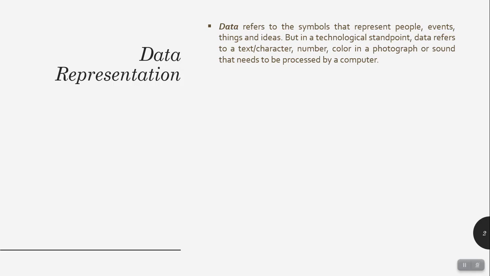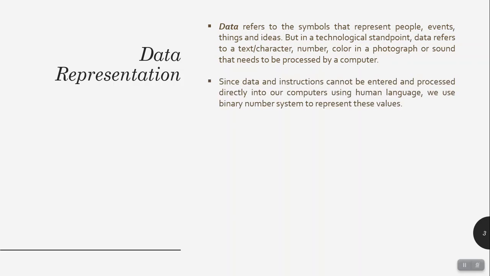Hi, in this video, we will discuss data representation. Data refers to the symbols that represent people, events, things, and ideas. But from a technological standpoint, data refers to a text or character, number, color in a photograph, or sound that needs to be processed by a computer. So later on, we will discuss how this color, text, number, or sound is processed by our computer.